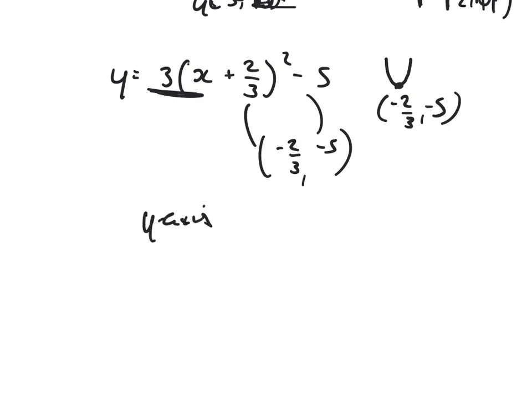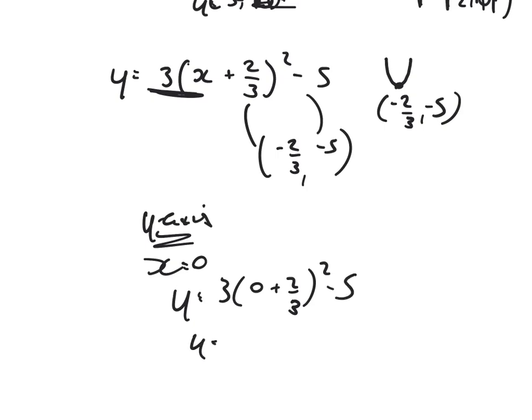Check the y-axis, make x equal to 0. And that's 3 bracket 0 plus 2 over 3 all squared minus 5. 0 plus 2 over 3 is 2 over 3. 2 over 3 squared is 4 ninths. 4 ninths multiplied by 3 is 12 ninths. So I've got 12 ninths minus 5.